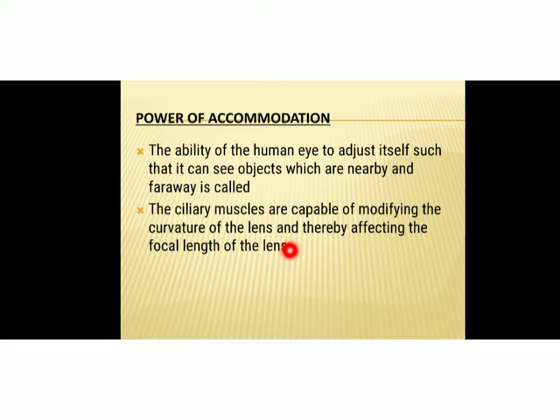When the muscles are relaxed, that means when the lens is focusing on a distant object, the ciliary muscles are relaxed, the lens becomes thin and its focal length increases. At the same time, when the eye focuses on a nearby object, the ciliary muscles contract, the lens becomes thicker and the focal length of the eye lens decreases. So depending upon the position of the object, the focal length of the eye lens is also changing. And this property of the eye lens to adjust its focal length is known as power of accommodation.